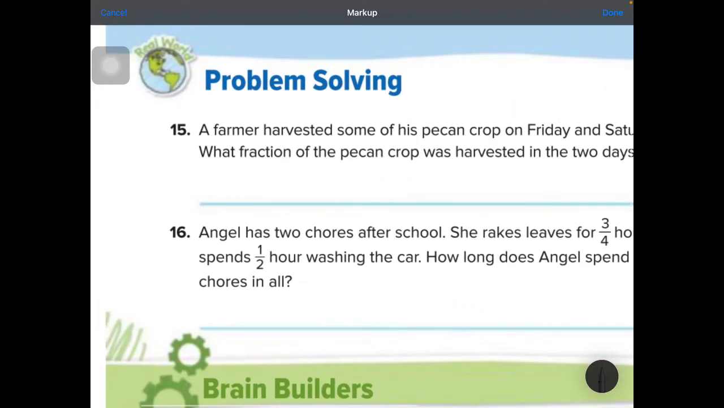So my answer is going to be 17/24 pecan crop.